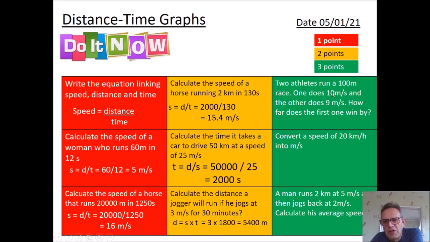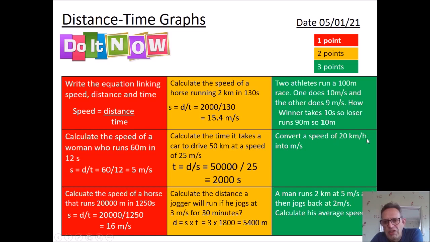So this person is going to take 100 metres divided by 10 metres per second, so 10 seconds to finish the race. In that 10 seconds, the second athlete has run 90 metres, 9 metres per second for 10 seconds. So they're at 90 metres when the first one crosses the finish line. That means that the first one wins by 10 metres.